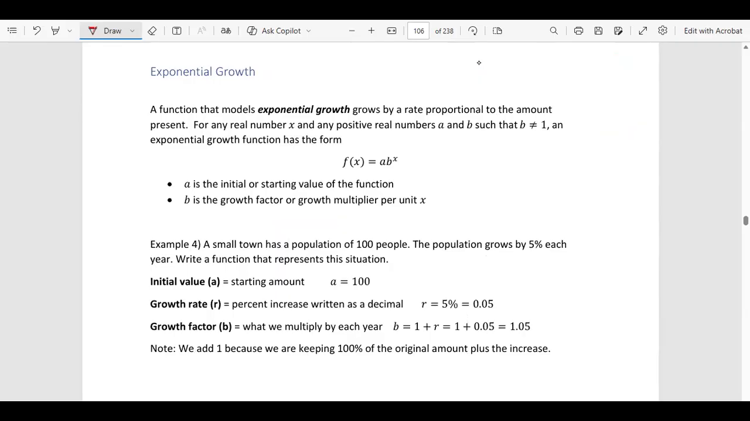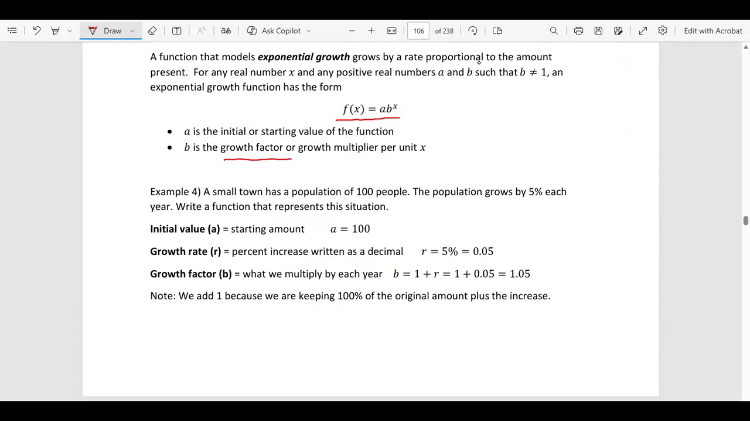And we can use this exponential growth and decay in application problems. You know that in every exponential function, a is always the initial value, the starting value of the function, and b is the growth factor if it's greater than 1, or the decay factor if it's less than 1. Let's look at an example.